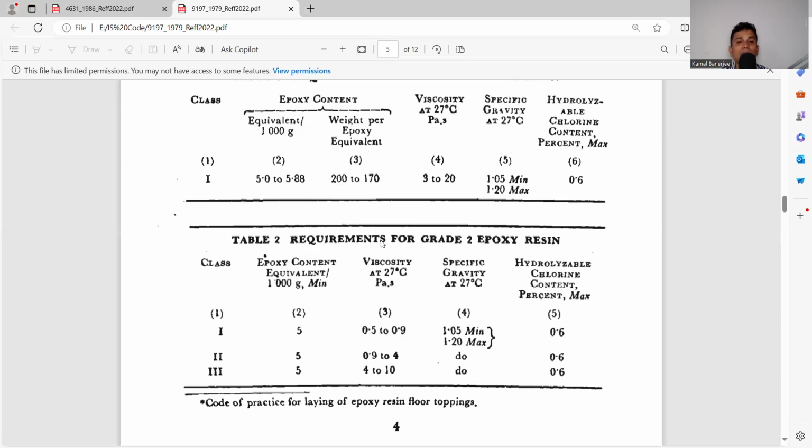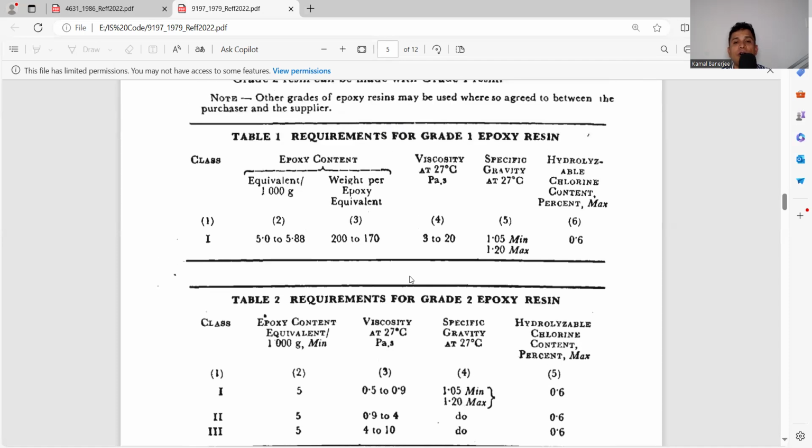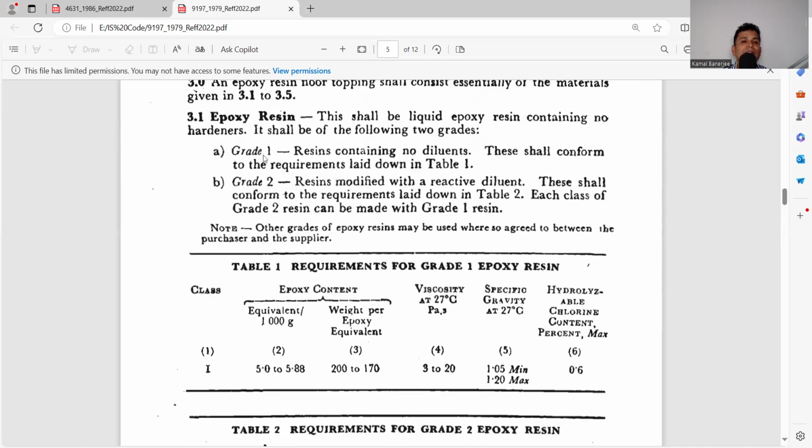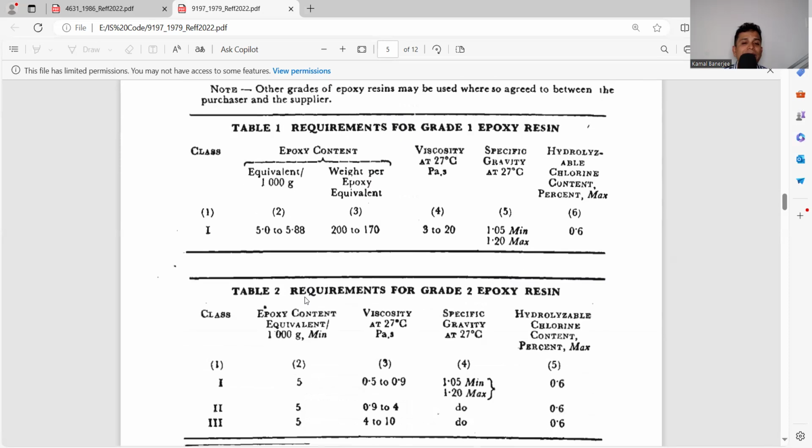So depending upon the viscosity, there is a difference, and the epoxy content is also different. So depending upon the epoxy content and the viscosity, two grades of epoxy resin are specified in the IS code, that is grade 1 and grade 2.